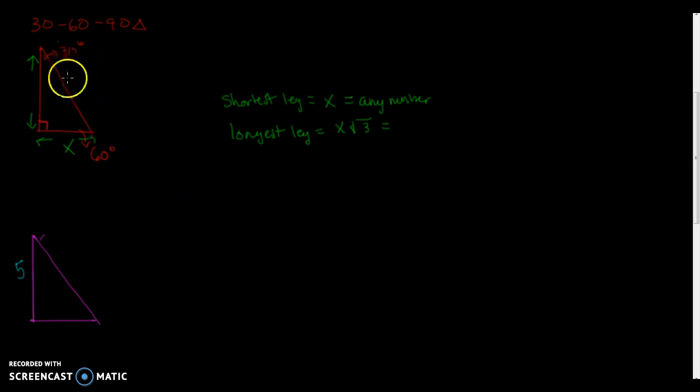And then we at last have the hypotenuse. This is not as complicated as the other legs, it's just 2x. So whatever we have on the shortest leg right there, this just becomes 2x. So we're multiplying whatever we have on the shortest leg by 2 and getting 2x.